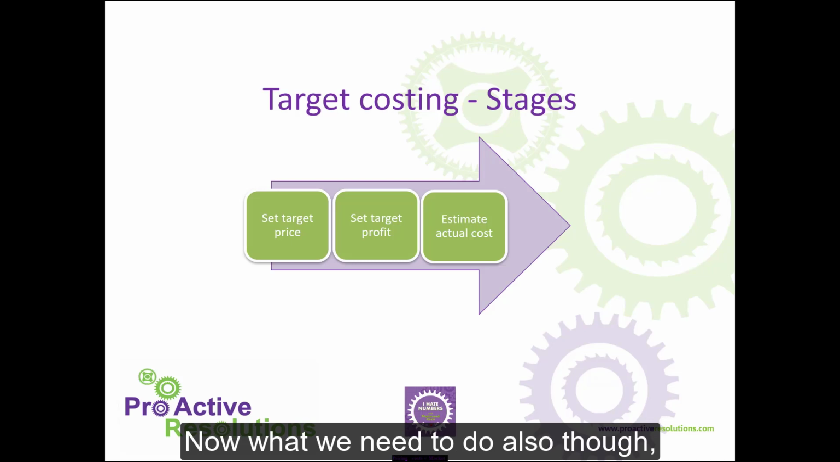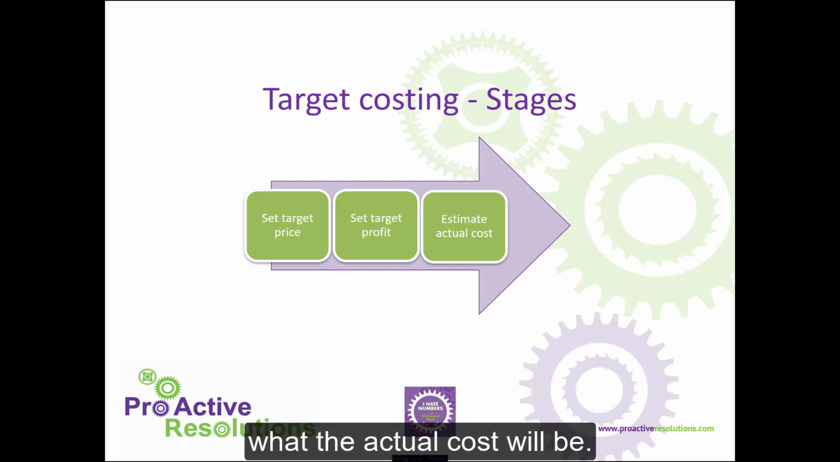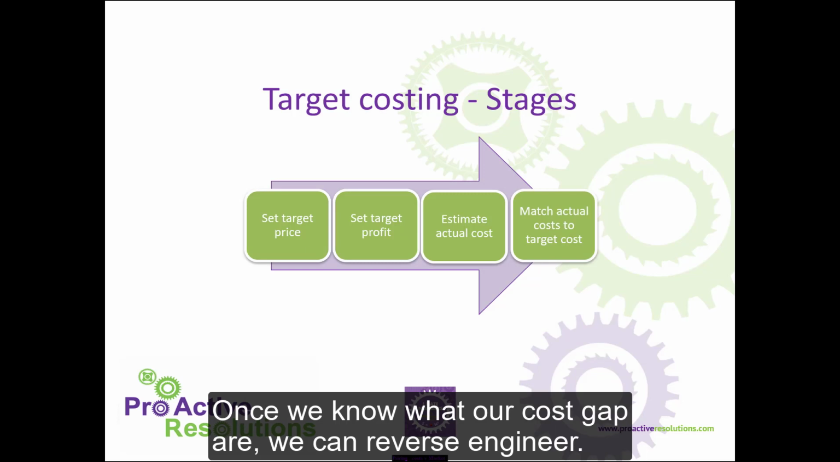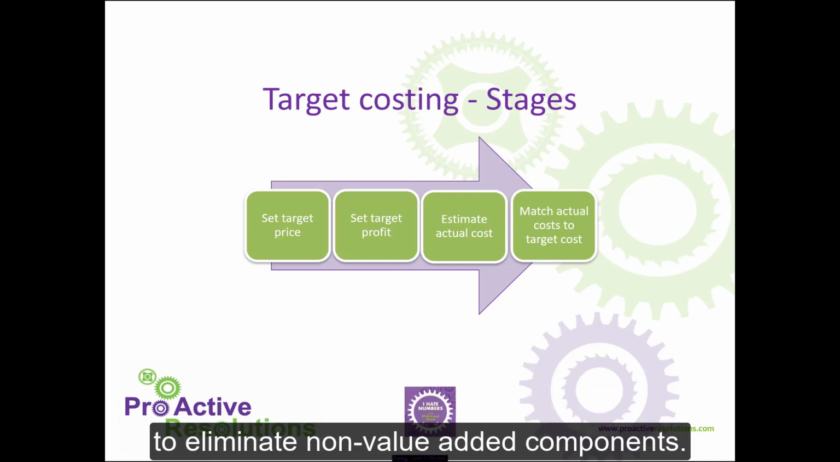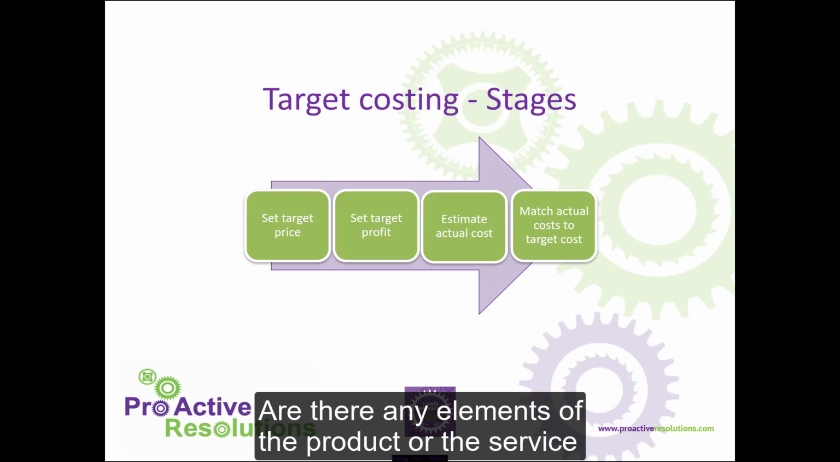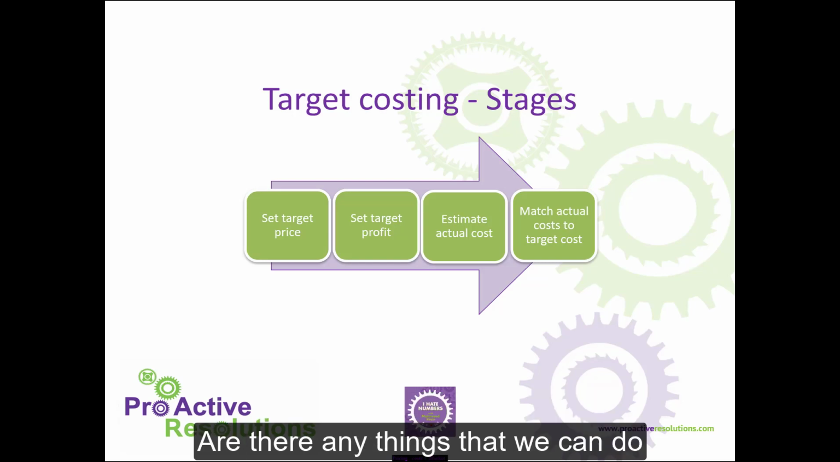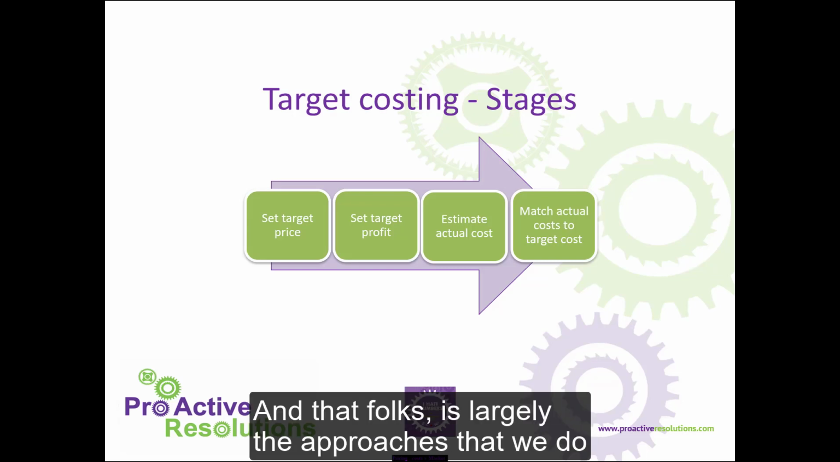Now what we need to do also though is to calculate based on existing situations what the actual cost will be. And what is likely to happen is we'll have a cost gap. Once we know what the cost gap is, we can reverse engineer, see if there's anything we can do in the manufacture of the product or the design to eliminate non-value added components. Are there any elements of the product or the service that we're delivering that we can eliminate without impacting on the customer experience? Are there any things that we can do in the way the service is provided to make it more efficient and to drive down the cost so we meet our target cost? And that, folks, is largely the approach that we take in target costing.